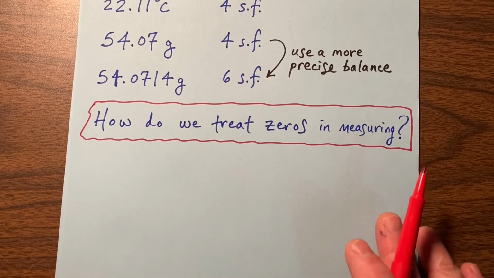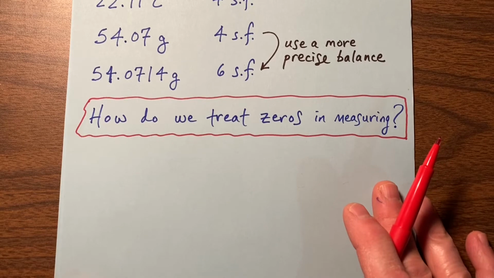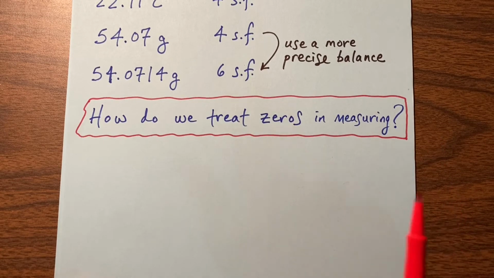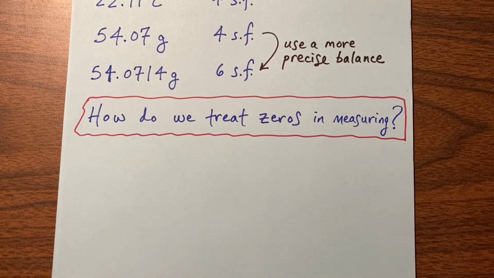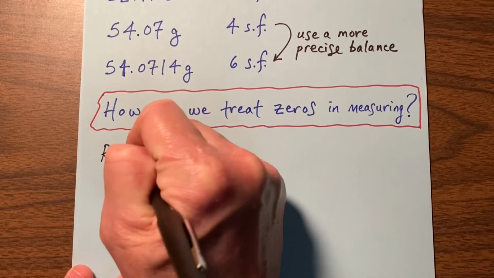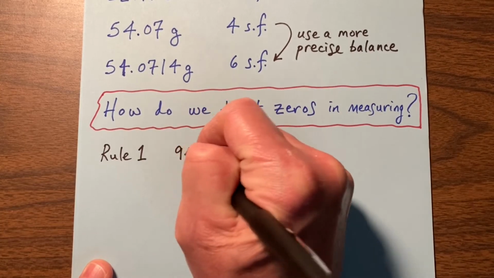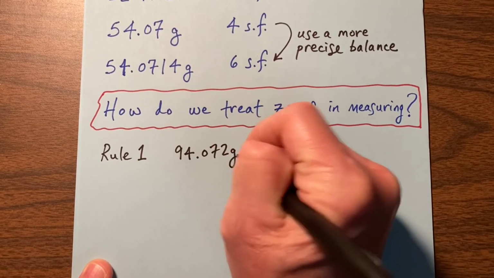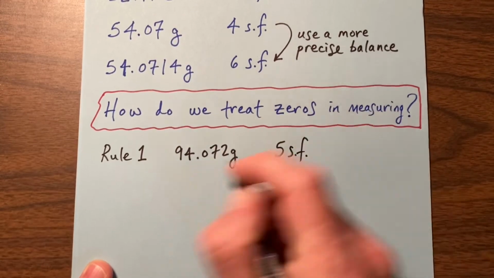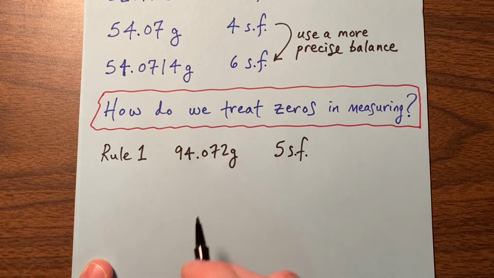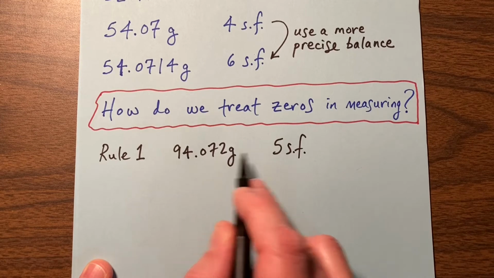So since the hardest part of all this seems to be how we treat zeros in measurements. When you're reading a measured value, all the non-zero digits are counted as being significant. There's a set of rules that we use for determining if a zero is significant or not. So here's rule 1. Zeros in the middle of a number are like any other digit, so they're always significant. So for instance, the mass 94.072 grams would have 5 sig figs in it. They all count. The zeros are trapped between non-zero digits, so it counts 1, 2, 3, 4, 5 sig figs.